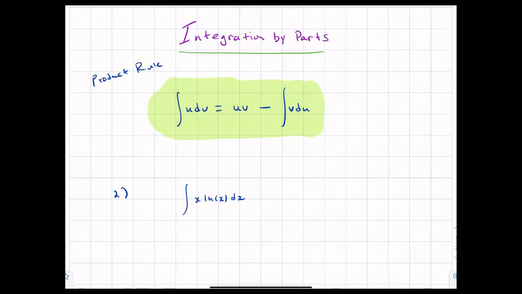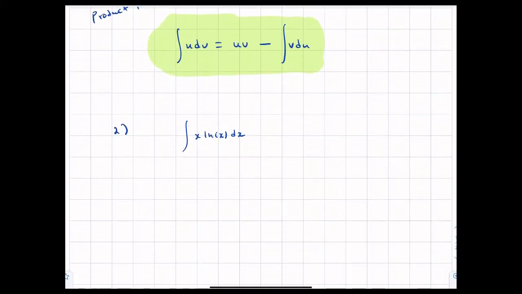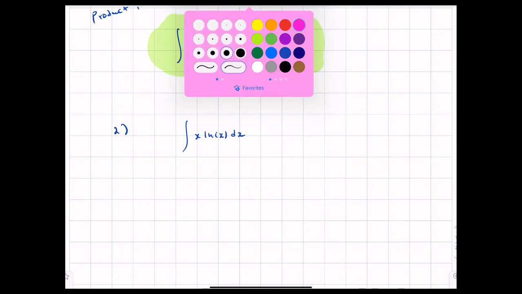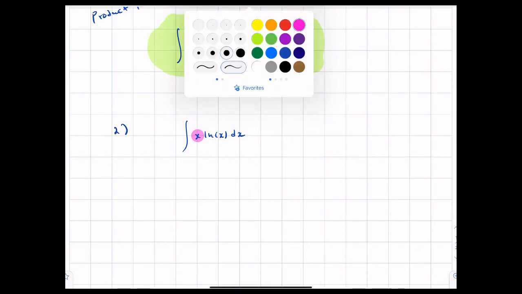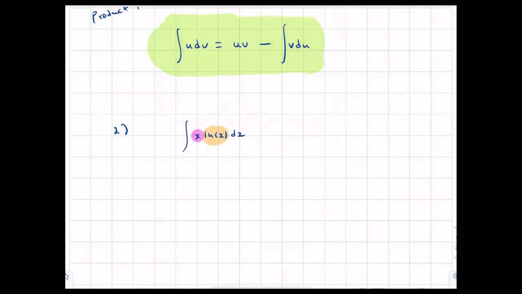Okay, so let's do another example of integration by parts. Here we have the integral of x times ln of x dx. And again, the tip-off that I want to do integration by parts is that I can't use u substitution.